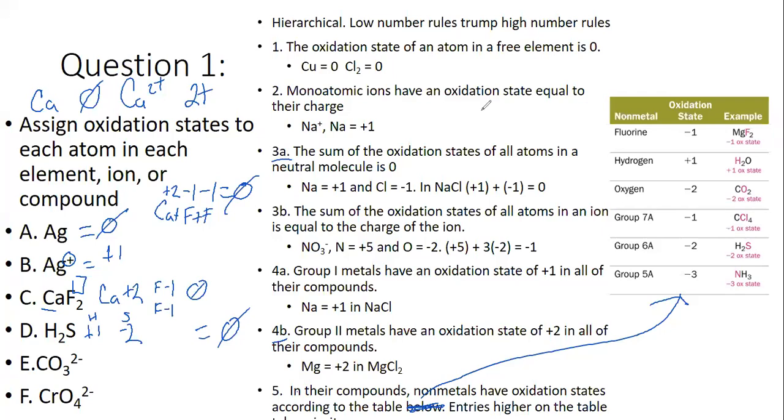All right, E. Now, here's our first ion that's made of multiple atoms. So our overall charge is minus 2. That means all of our oxidation states have to equal minus 2, right? And we don't have any metals, so rules 3B, 4A and 4B don't apply to us. That only applies with metals. So we have to use rule 5.